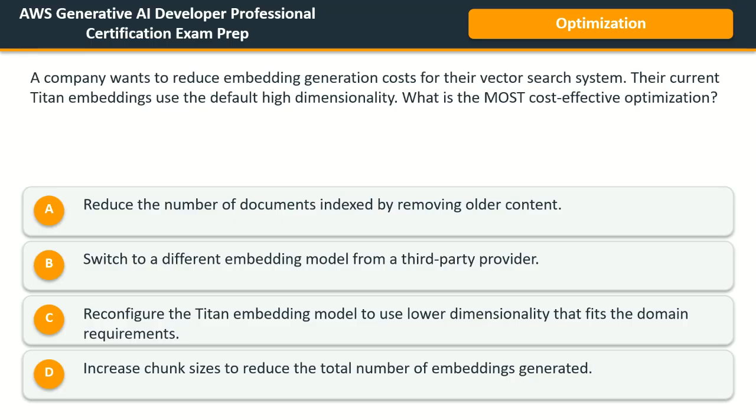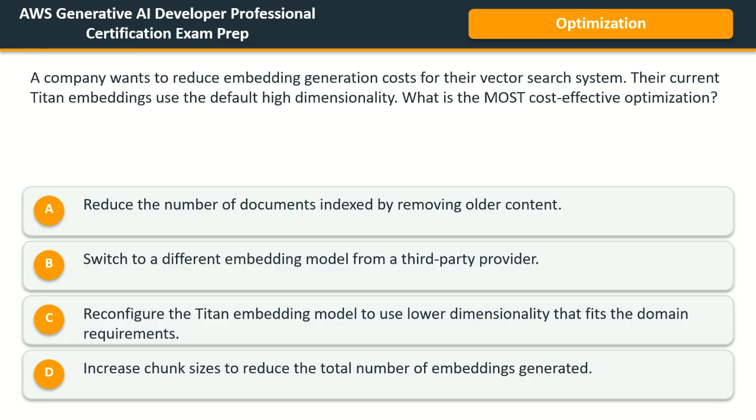A. Reduce the number of documents indexed by removing older content. B. Switch to a different embedding model from a third-party provider. C. Reconfigure the Titan embedding model to use lower dimensionality that fits the domain requirements. D. Increase chunk sizes to reduce the total number of embeddings generated.